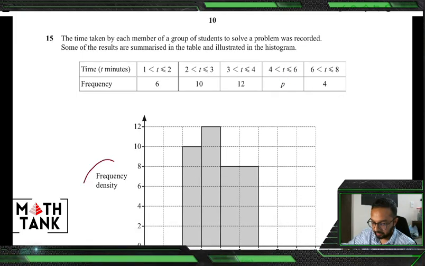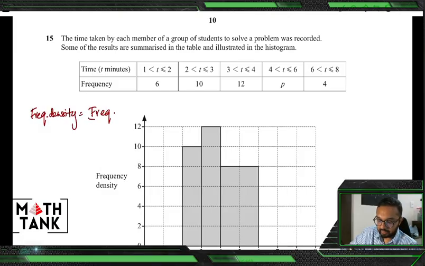Now remember that when you're drawing histograms, you plot frequency density on the vertical axis. Frequency density is basically frequency divided by class width. What is class width? First of all, you need to see if these classes are connected. Most questions on your O-level math exam will have these classes connected. Class width is basically the upper boundary minus the lower boundary.